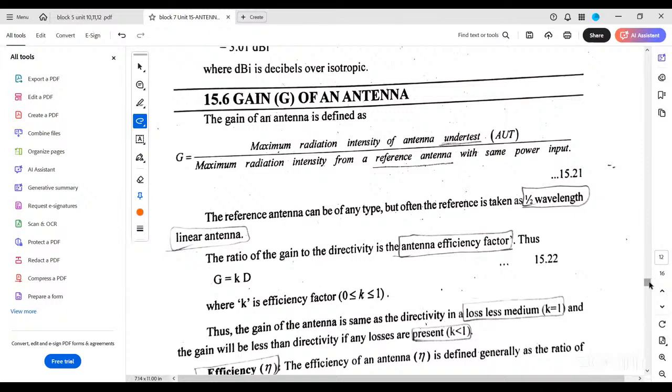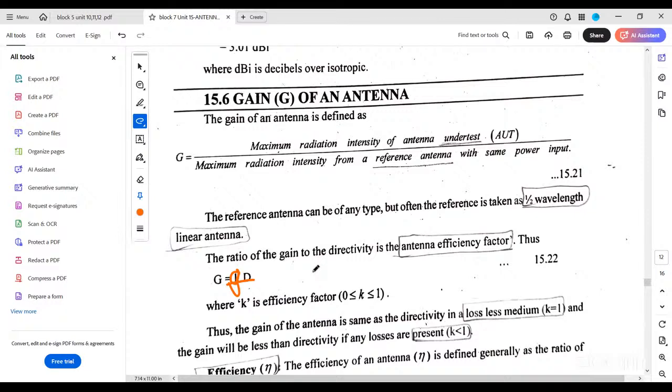The reference antenna can be of any type, but often the reference is taken as a half-wavelength antenna, where lambda is the wavelength. Half of the wavelength we are taking as a reference. And we are using one formula, G equal to KD. What is K? K is the efficiency. What is D here? D is directivity.